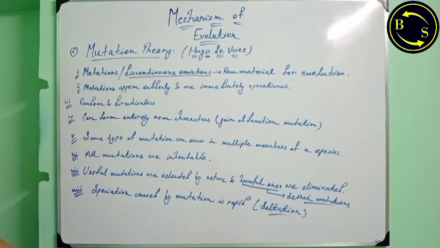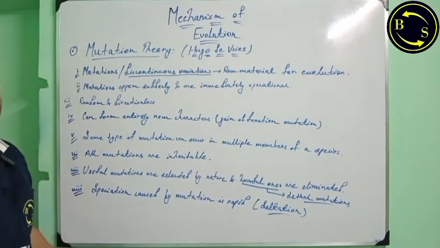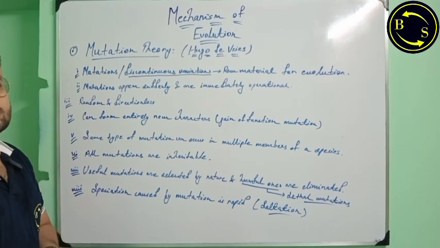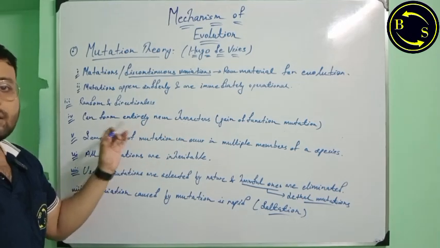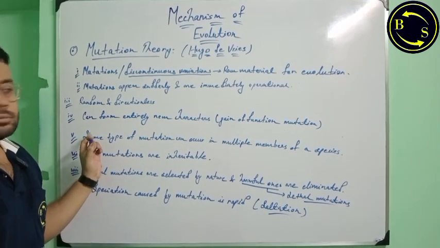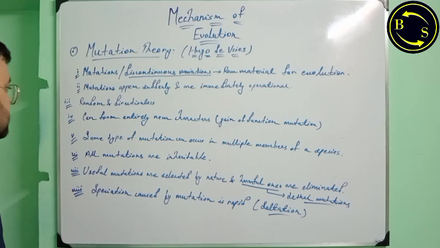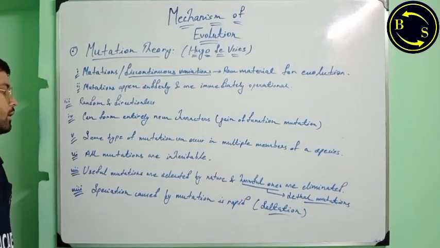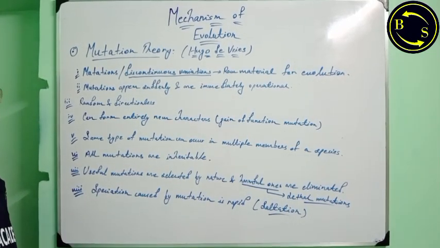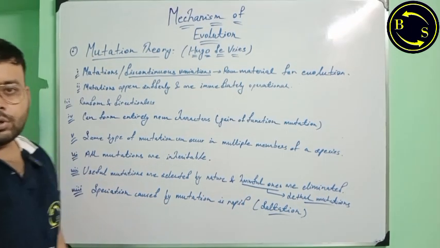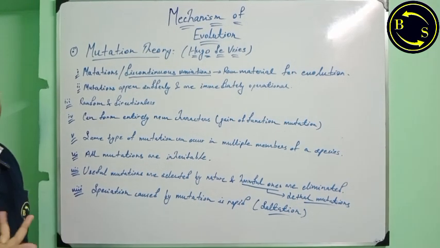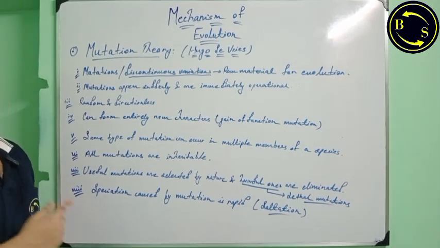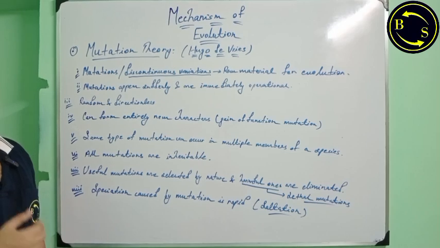And since wings were totally absent in the evolutionary history of human beings, it can be said that an entirely new character has been developed due to mutation. So this is known as gain of function mutation. The same type of mutation can occur in multiple members of a species. Likewise, the neutral mutation for the wing phenotype may be present in a lot of individuals in the human population globally.